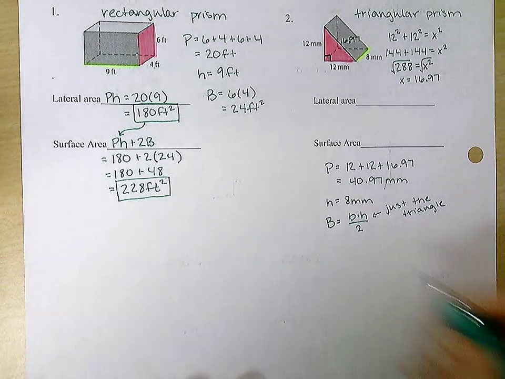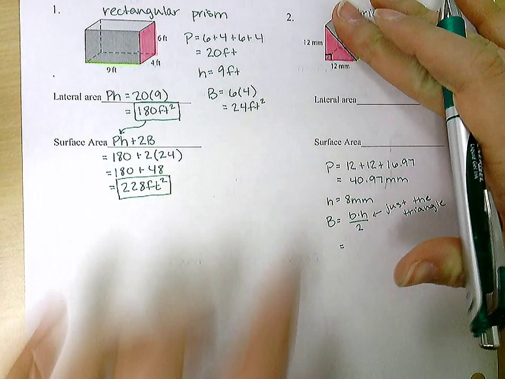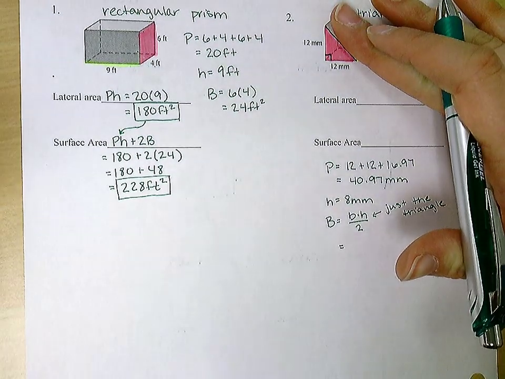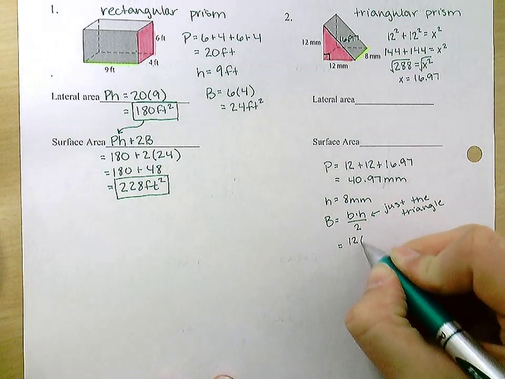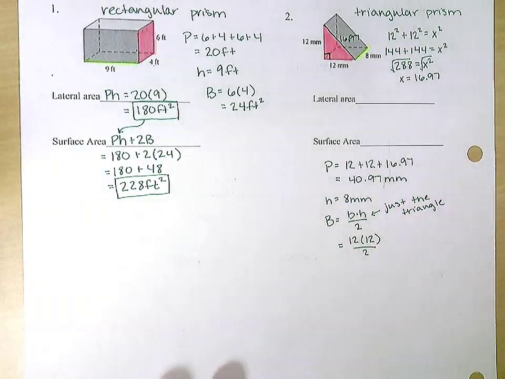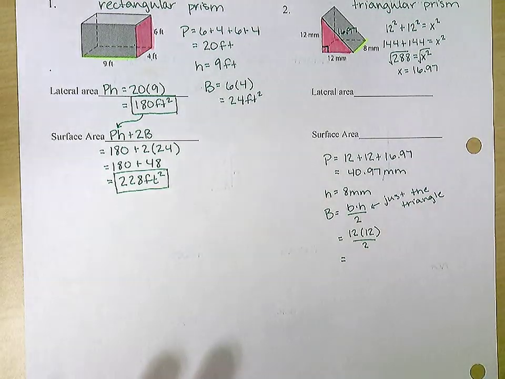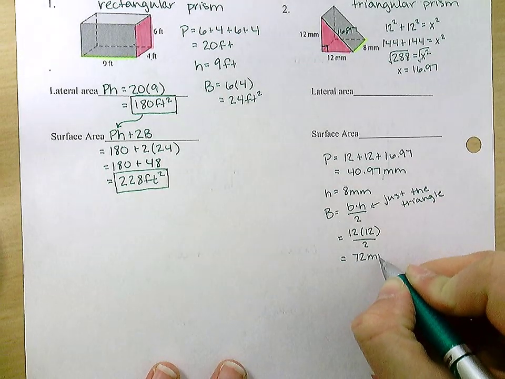Yes, just the triangle. So our base of this triangle is 12. The height of this triangle is what? 12. Again, do not plug in 8 for H in that area of the base formula. That's where I see a lot of mix-ups when people do these problems. You're finding the area of just that triangle, and you should get 72 millimeters squared.